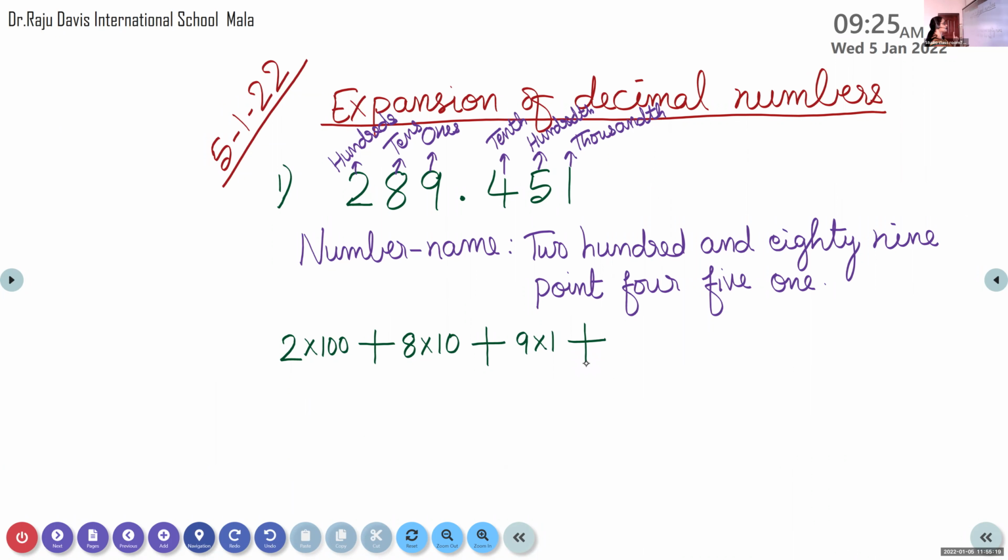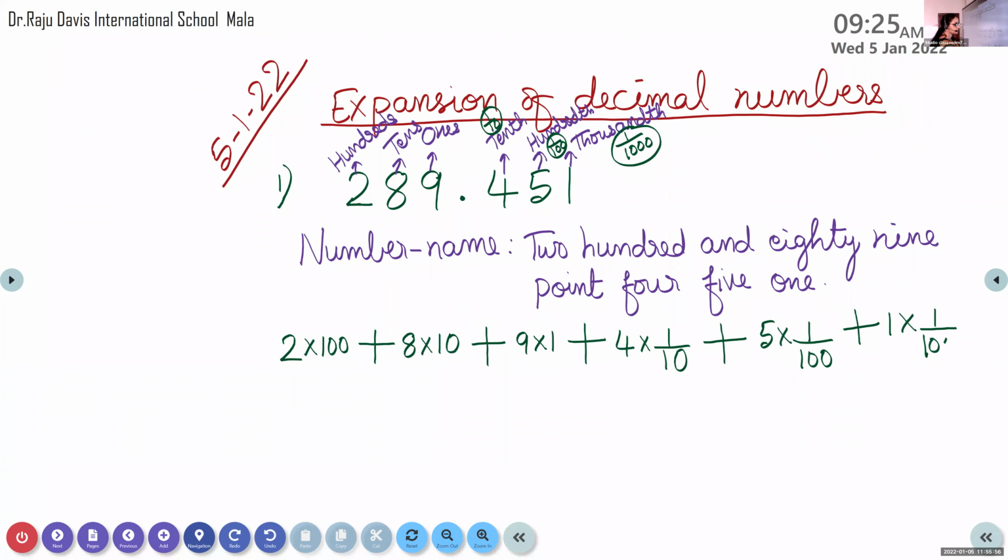The first digit is in the tenth place, so 4 into 1 by 10. Tenth is written as 1 by 10, hundredth is written as 1 by 100, thousandth is written as 1 by 1000. Plus the next number 5, 5 into 1 by 100, plus the next is 1, 1 into 1 by 1000. This is the way expansion is written.